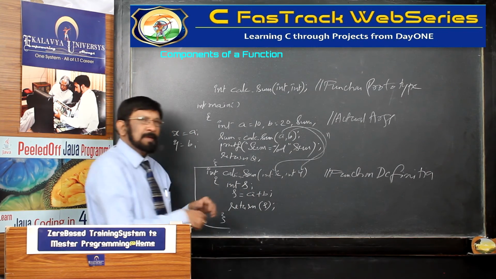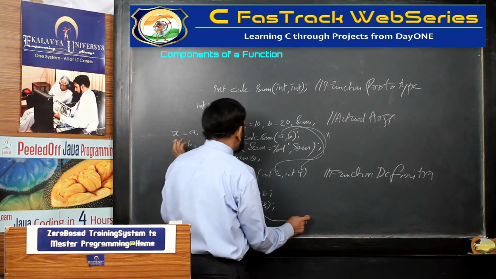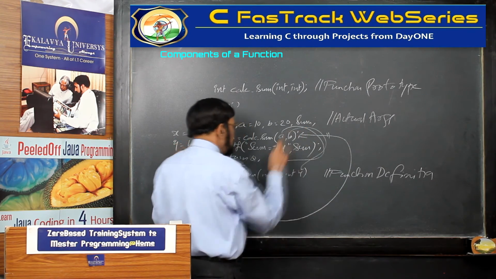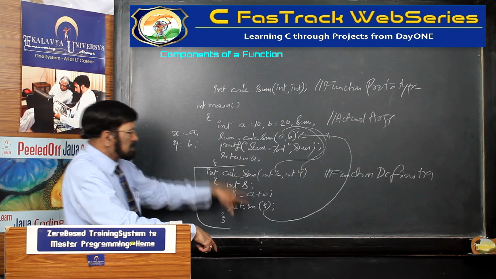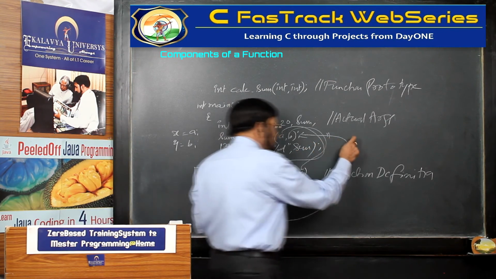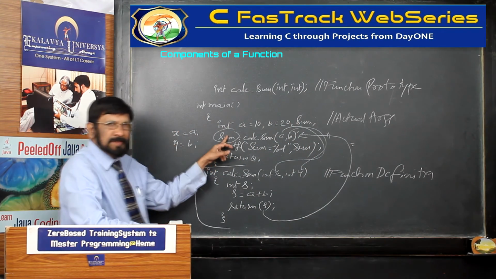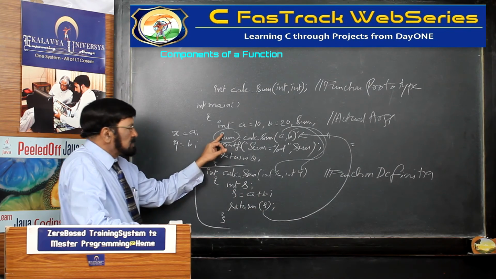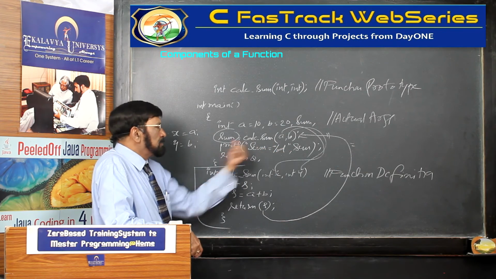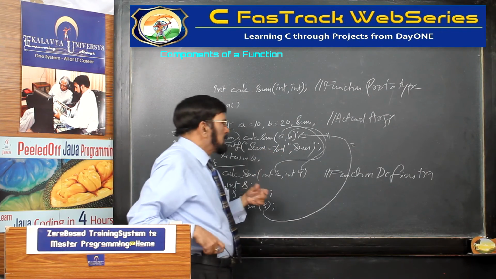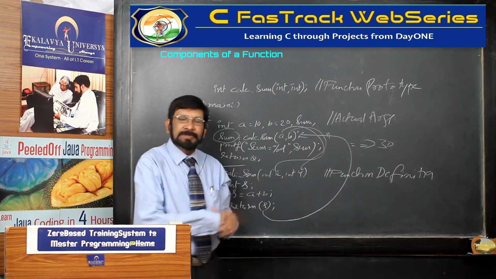Now return s. Where does s go? Here also there is one invisible assignment that you have to understand. It goes here. The value goes from the callee function to the caller function. It is also an invisible assignment. It is stored in the sum. The s value is stored in the sum invisibly. Then what happens? Thereafter, you are writing sum. If you write sum, automatically what does it print? It prints 30. This is the mechanism.